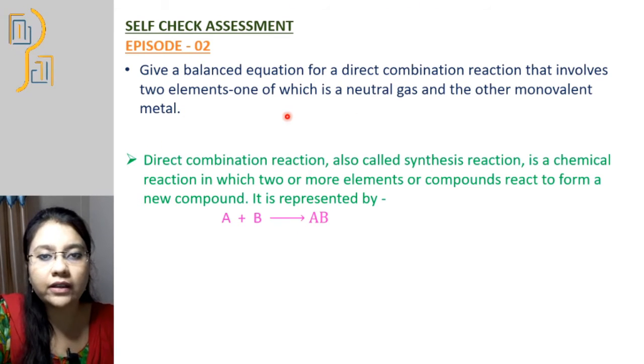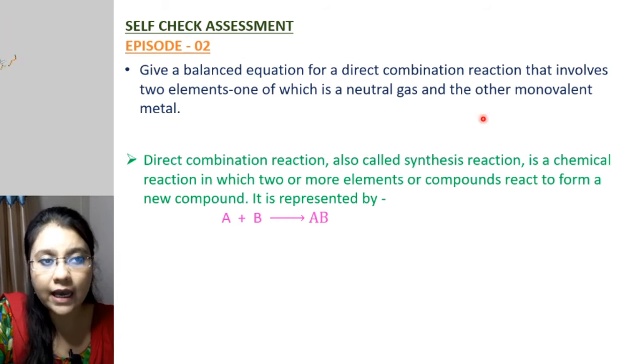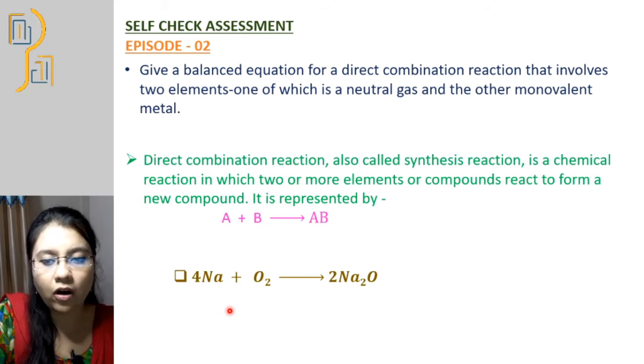Now the question is, they want 2 elements, one of which is a neutral gas and the other is a monovalent metal. So if we take the example of sodium and oxygen forming sodium oxide, it suits the above condition, that is, a neutral gas oxygen is taken and a monovalent metal sodium is taken. So this equation is completely suitable for this question.